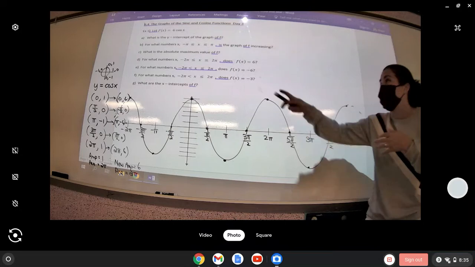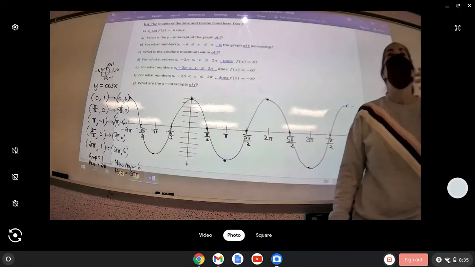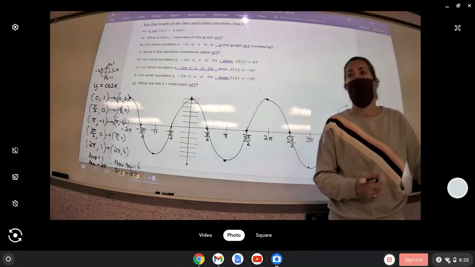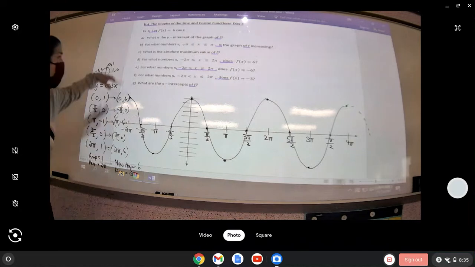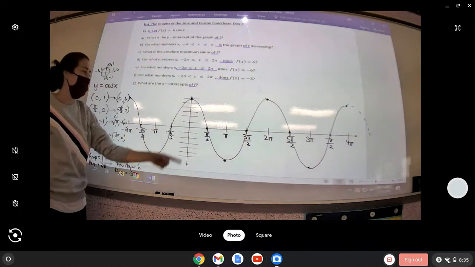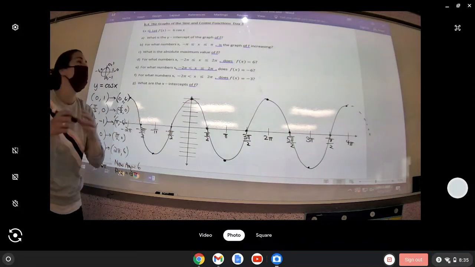Now that you are looking at the graph, guys, these questions should take 3 seconds for you to answer. However, I would like to show you an algebraic approach as well in case you don't have a graph to look at. All right, so looking at the graph, it says, what is the y-intercept of the graph of f? Guys, what y value? It's 6. It's totally 6.